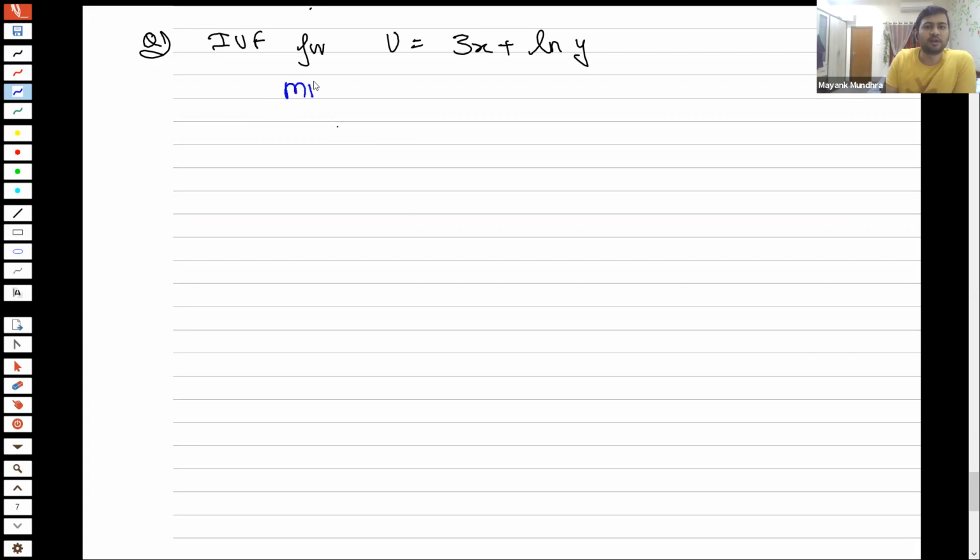So what we get is MRS equals del U by del X upon del U by del Y. When you differentiate this function with respect to X, this term has X, this term has no X, so it will vanish and become 0. Differentiation of 3x is 3. And when you differentiate with respect to y, this term has y, this term has no y, so it vanishes. Differentiation of ln y is 1 by y. So MRS is just 3 upon 1 by y, so that is 3y.